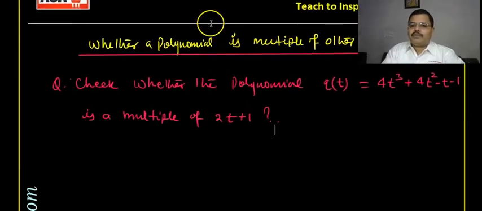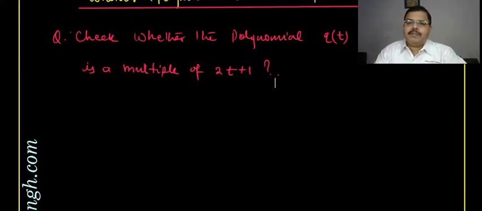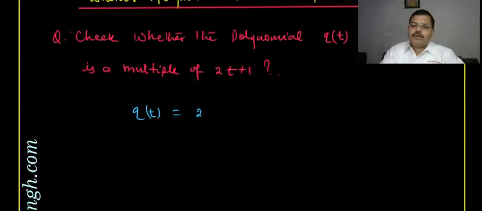So again, the same process you will adopt to verify this. Multiple means, try to understand that q(t) is equal to 2t plus 1 into some other polynomial, say r(t) or p(t), or some constant, isn't it? So 2t plus 1 must be a factor of q(t) if q(t) is a multiple of it.